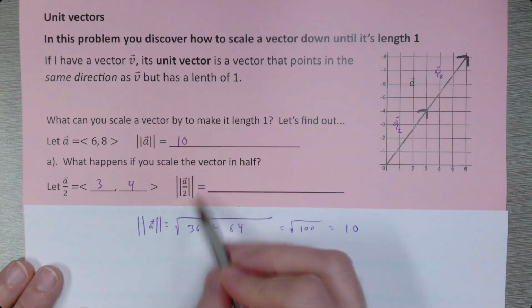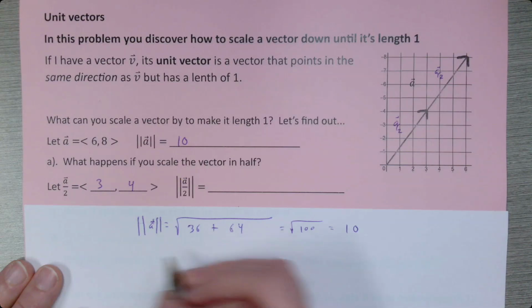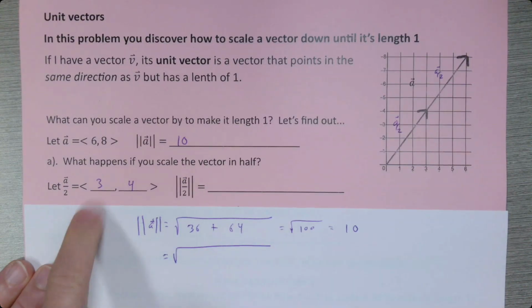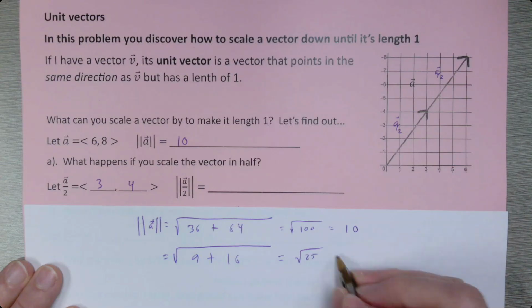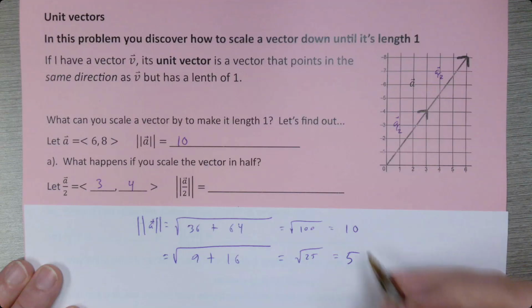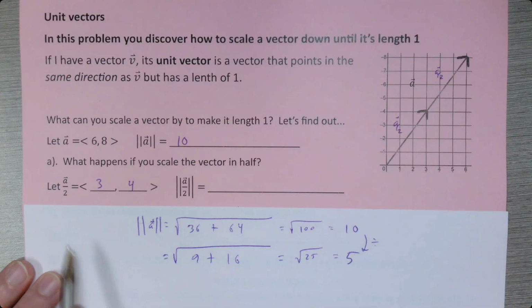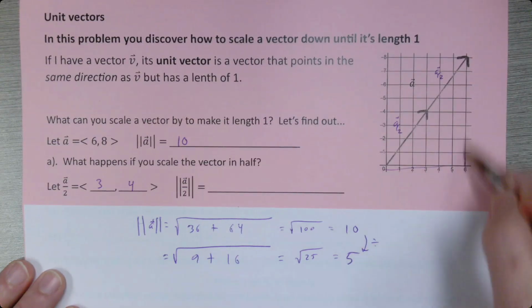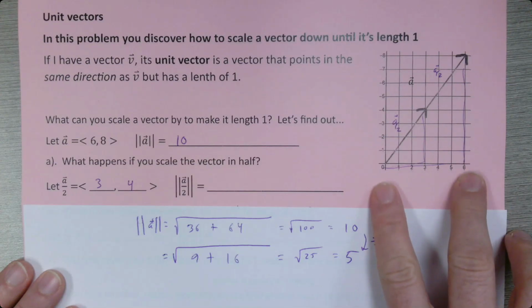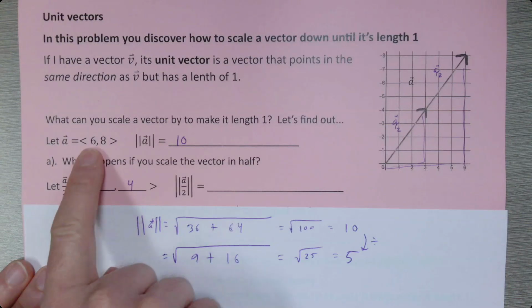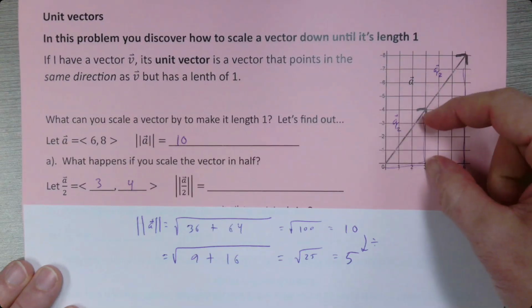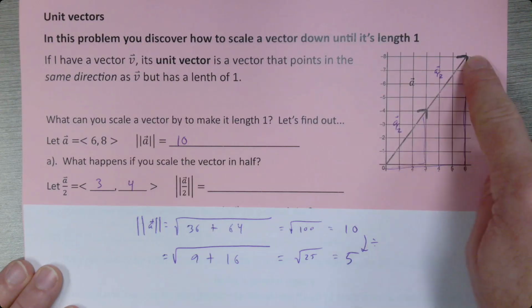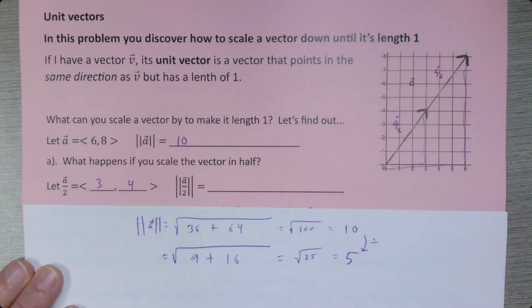Okay, so what's the magnitude of A over 2? Let's work that out. It should be 3 squared is 9. 4 squared is 16. 9 plus 16 is 25. So the length is 5. So let's notice that all of the measurements, if we imagine this as a triangle, all the measurements of the triangle scaled by 1/2. The x component went from 6 to 3, so it halved. The y component went from 8 to 4, so it halved. And the length, the hypotenuse, went from 10 to 5, so it also divided by 2.